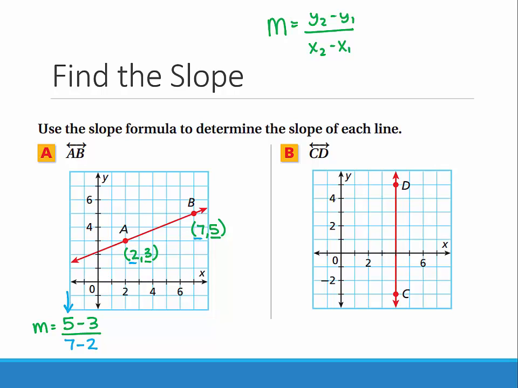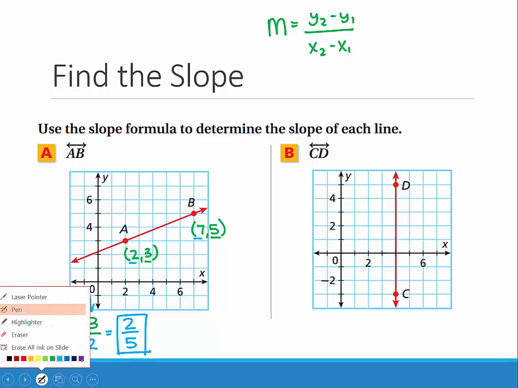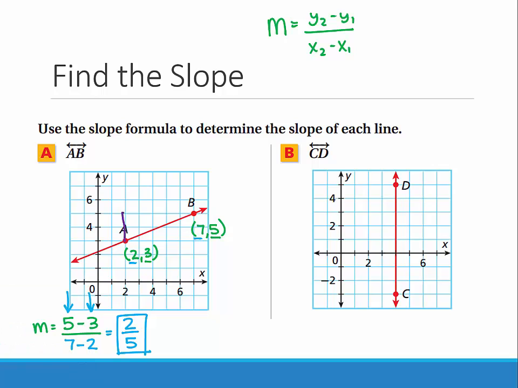Now I know I said it didn't matter, but make sure that your points line up. Like 5 and 7 came from the same point, and 3 and 2 came from the same point. That has to happen in order for the slope formula to be correct. And then all you have to do is subtract. 5 minus 3 gives you 2, and 7 minus 2 gives you 5. Because we have the nice neat little graph here, we can check it. If I go up 2 over 5, I get to that B.